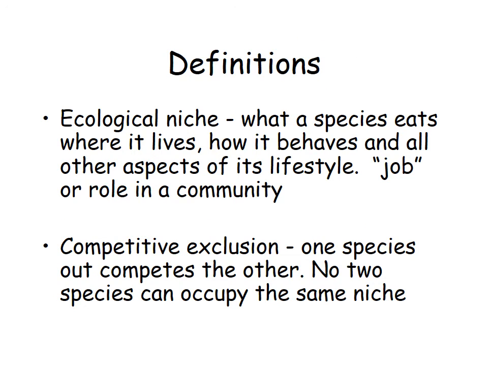Alright, some definitions. Hopefully you guys remember these. Ecological niche: what a species eats, where it lives, how it behaves, all of its lifestyle, its job, its role in the community. And then you have competitive exclusion. One species outcompetes the other. No two species can occupy the same niche. So each species does its own job, and there's really no competition, because they each go after something different. Okay?